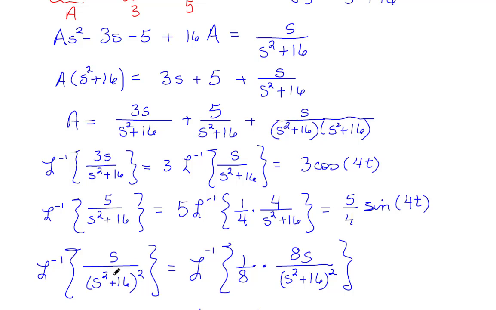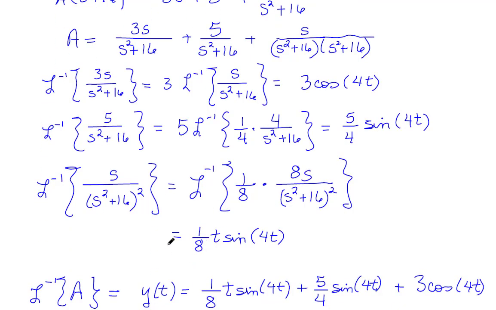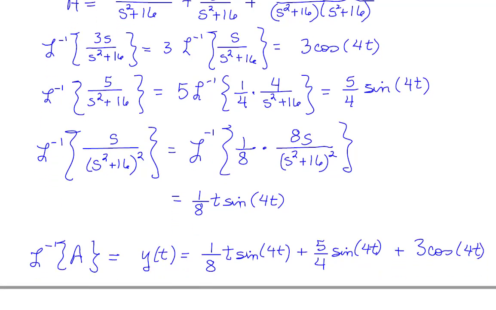All right, what about this piece? Let's see. Well, first off, I'm going to need an 8 on the top, because if you look back in your back of the book for your table of Laplace transforms, when it's of this particular form, this is t sine of 4t with this constant of 1/8. So my final solution is of this particular form.